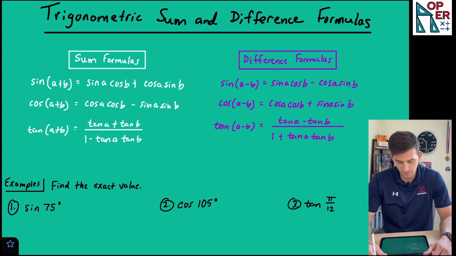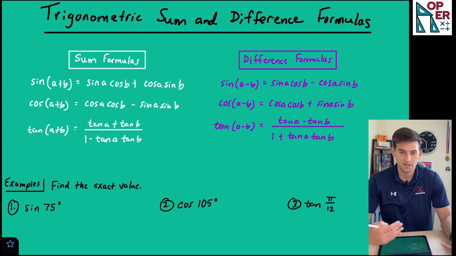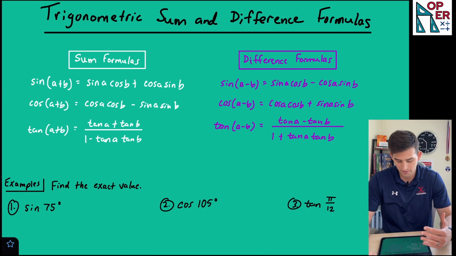For the tangent difference formula, so tangent of A minus B, we're going to do tangent of A minus tangent of B in our numerator. So that's the opposite of what we did for the sum formula. We're going to subtract those. And now in the denominator, we still have 1 and then tangent of A, tangent of B, but now we're going to add: 1 plus tangent A, tangent B in our denominator, okay?